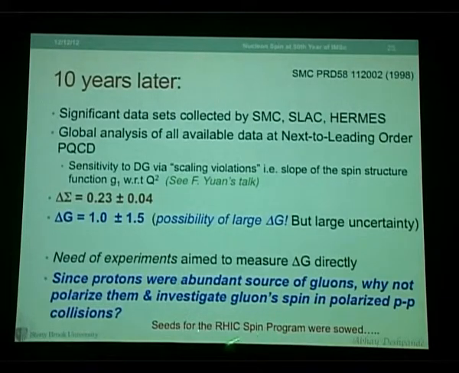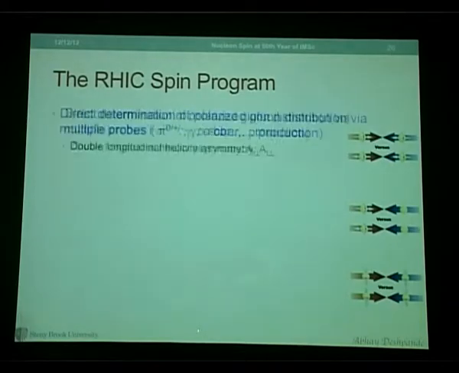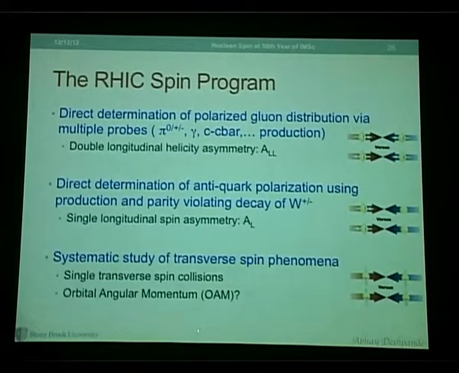And this is where the seeds of the RHIC spin program were sown. The RHIC spin program was promoted with 3 main aims: a direct determination of the polarized gluon distribution via multiple probes. The way we do that, we'll see how many pions, pi pluses, charm, anti-charm, bottom, anti-bottom are created when we collide protons moving that way versus that way. Most of these partonic collisions are gluon-gluon collisions that give rise to q q-bar, and then they fragment into pi zeros or any other thing.